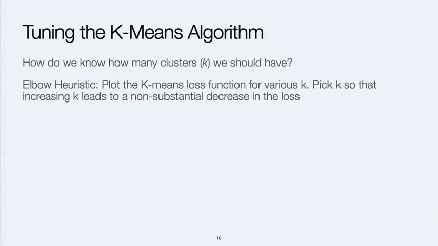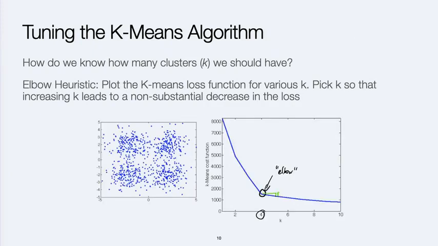There's something called the elbow heuristic for k-means and also a lot of other algorithms, which works really well. Basically, we want to plot the k-means loss function for various k-means models with different numbers of clusters. Then we pick the best k so that increasing k leads to a really small decrease in the loss. It's called the elbow heuristic because, most of the time, and we see this in the real world, there's a steep drop-off that looks like an elbow, after which the loss doesn't really decrease that much. We usually just pick the value of k based on that elbow inflection right there.